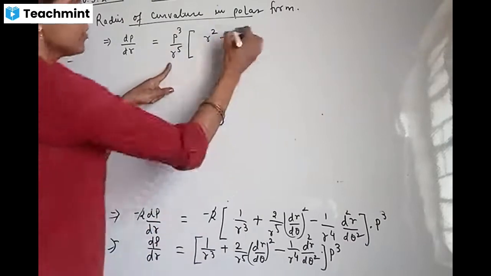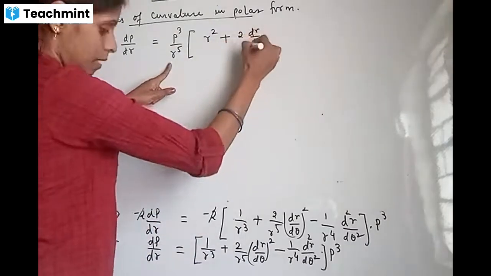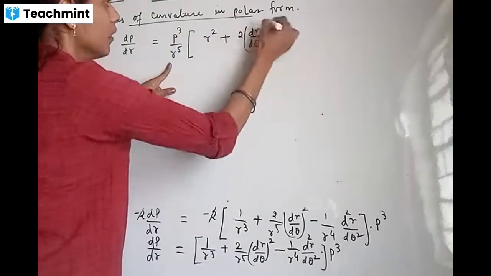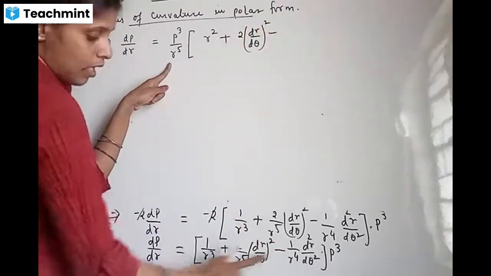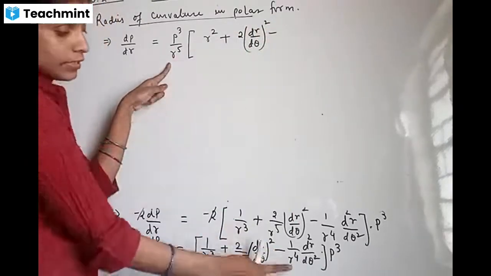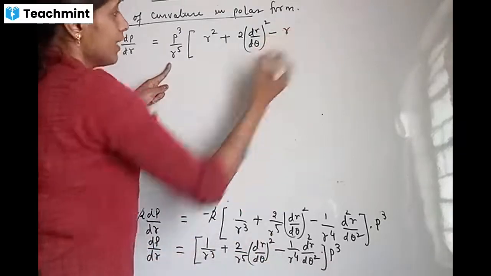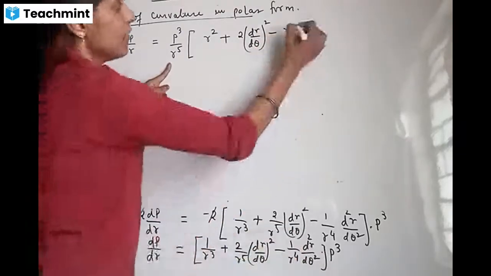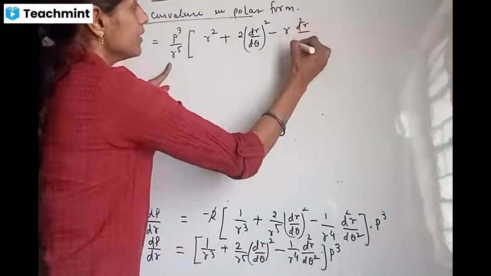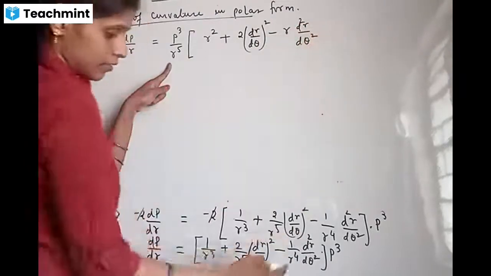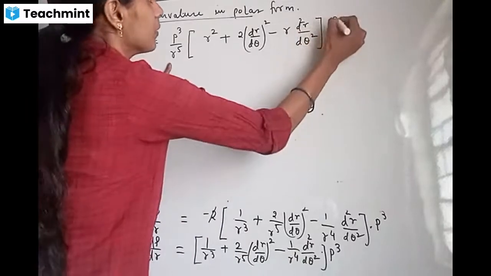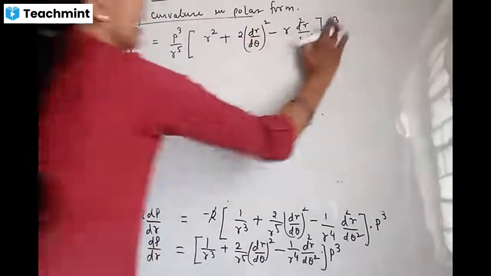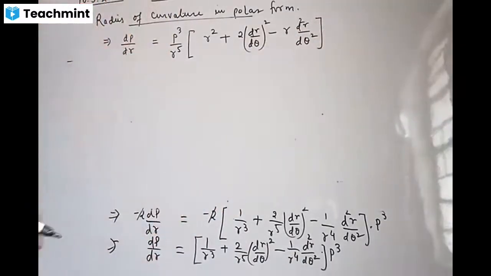Then we have 2 times dr by d theta whole square. And then next I have minus. Here it is r cube, and r to the power 5 is taken common, so it is r to the power 4, so I'll write r here, and then I have d2r by d theta square, into pq. I have taken this pq outside, so pq by r to the power 5.